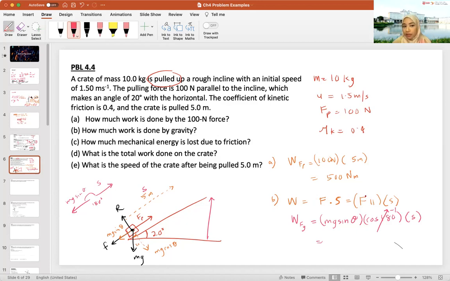Is anyone confused by this statement? Is everyone okay with this statement? Okay. It's 5. So let's calculate what this is. So 10 times 9.81 times sine 20 times -1, or cosine 180, times 5. So I would get minus 167.76.